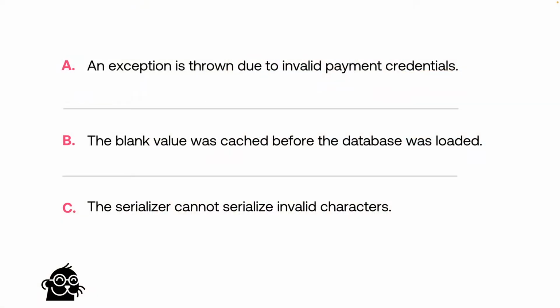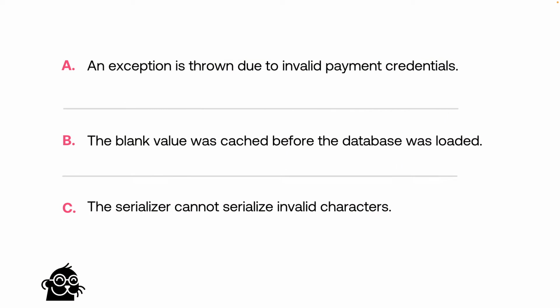There were a couple of clues that I put into this text, and I hope that you have taken a few moments as you work through this question, to answer yourself, to see what might actually stick out as some interesting clues, especially as we take a look at the answers. Now, let's see what these answers are. A, an exception is thrown due to invalid payment credentials. B, the blank value was cached before the database or the website was loaded. C, the serializer cannot serialize invalid characters.